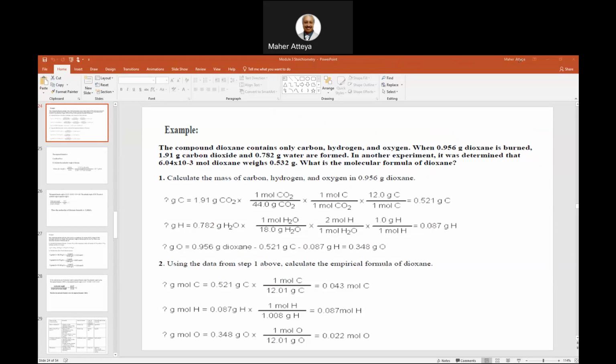So here it is. We have a compound, dioxane, that contains only carbon, hydrogen, and oxygen. I give you the sample amount. This is the whole sample amount, which is here. Just bear with me a little bit. So this gives us the amount for the whole sample, correct?